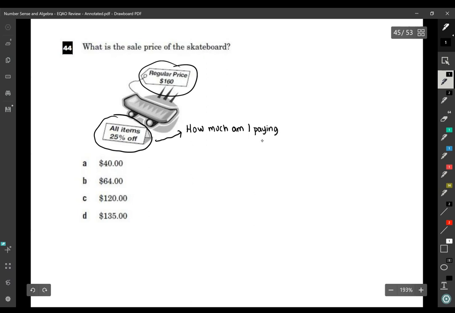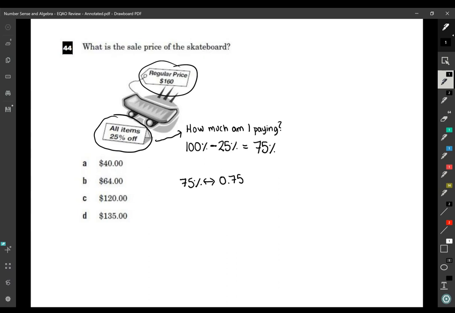Well, normally you would have to pay 100% of the price of anything, right? But in this store, you get to subtract 25% off. So in fact, you're only paying 75% of the regular price. That's an important little thing we have to pay attention to. And remember that 75% in decimal form is 0.75.